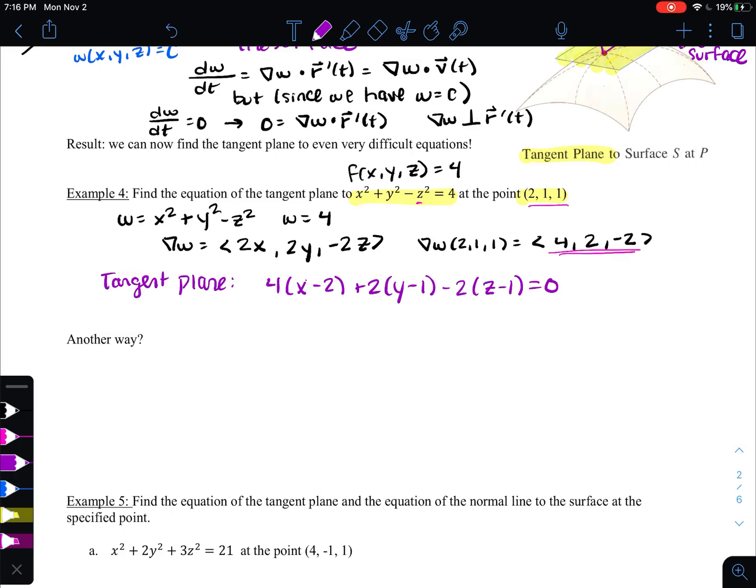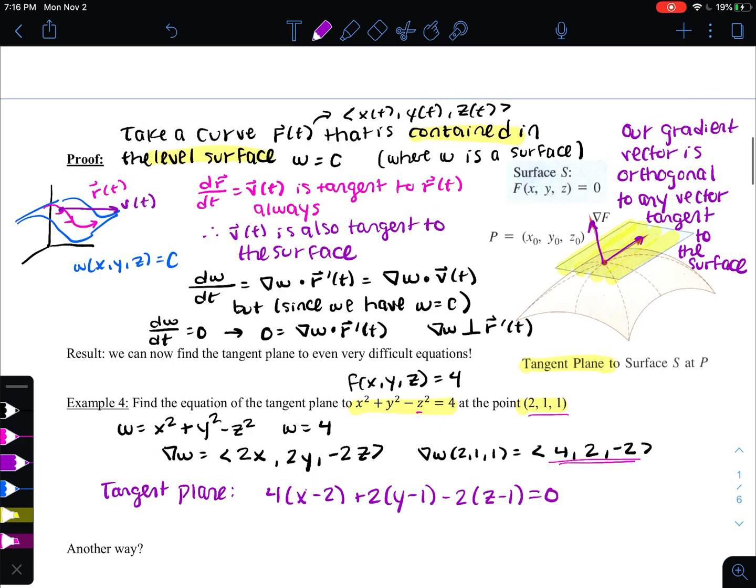So I wanted to show you that one application of the gradient vector first. In the next quick video, I'm going to do more applications of the gradient vector, using it to find a directional derivative.